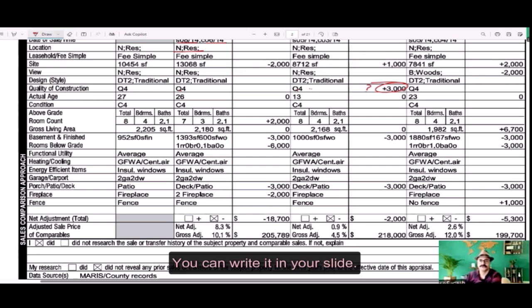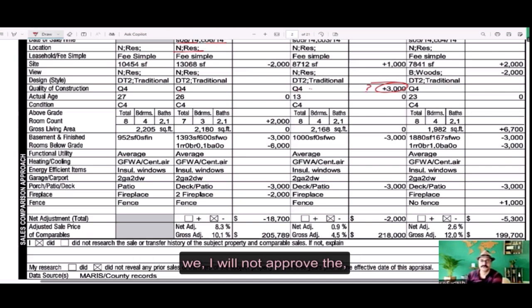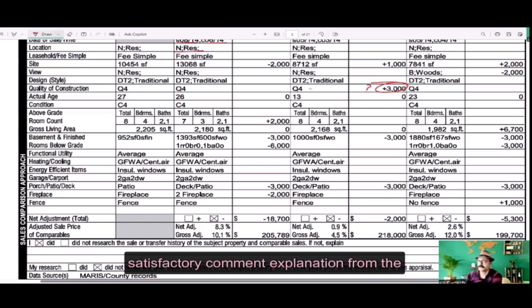You can write it in your notes. Then look for the appraiser comment. Is there any comment available? Is that satisfactory? Is that going to create a negative impact to the value, right? Then it is going to be a problem. We need to ask, maybe they need to provide some other information. They need to update the appraisal, or else I will not approve, I will add the condition. I can ask the appraiser. But in 95% of appraisals, you will find a satisfactory comment explanation from the appraiser's side.